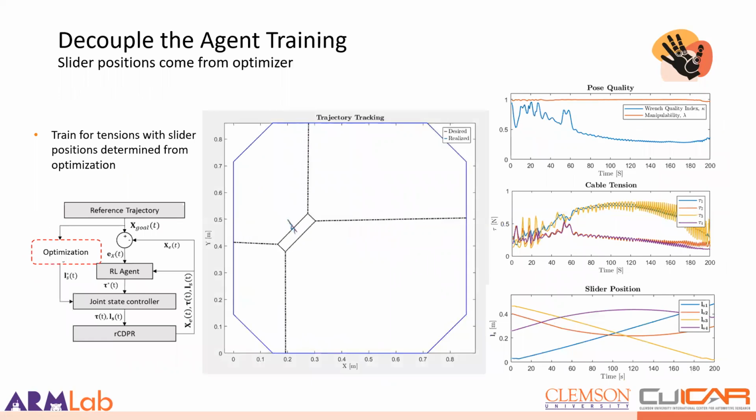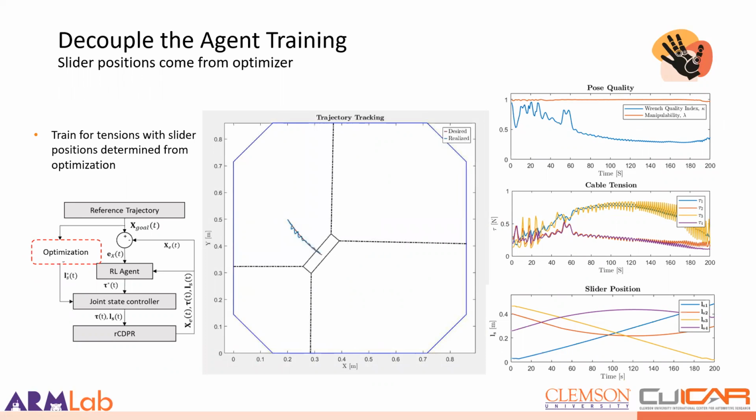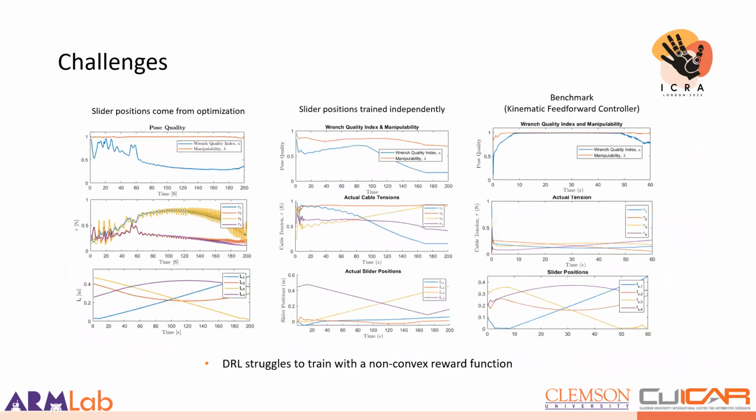In the second case, instead of using the trained agent, we trained for cable tension by using the slider positions that came from the optimization, and we saw significantly improved results. By comparing the results, we see definite improvements with this approach, but the final solution is still noisy and not ideal. Clearly, the DRL achieves the main objective, but struggles to train the non-convex reward function and learns a suboptimal mapping.